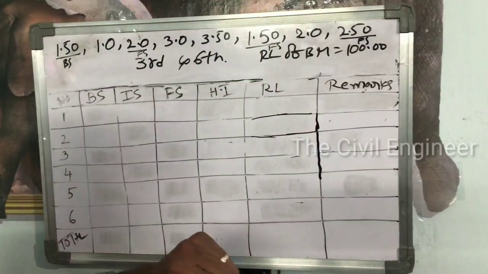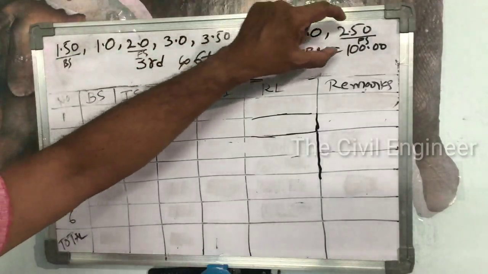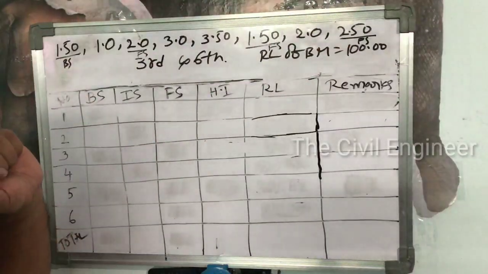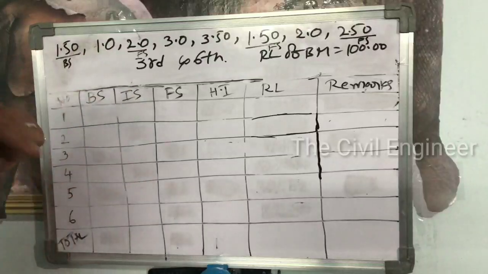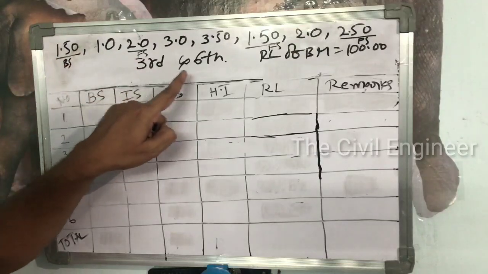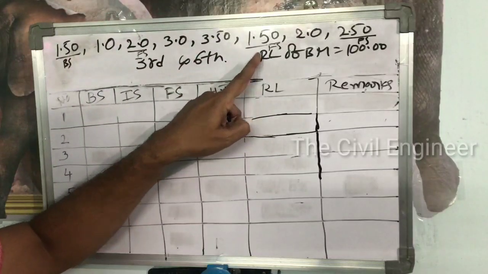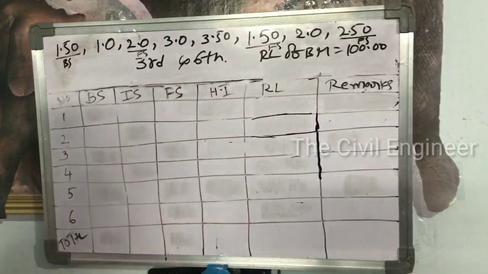Okay, once again I am repeating the process. The first staff reading is back side and the last staff reading is foresight. This is the first step. The second step is to identify the instrument shifted readings. The instrument is shifted after 3rd and 6th readings. So the 3rd reading and the 6th reading are taken as foresights.